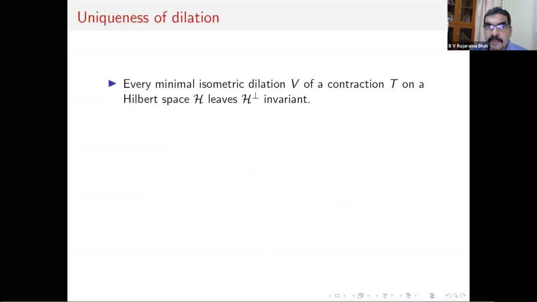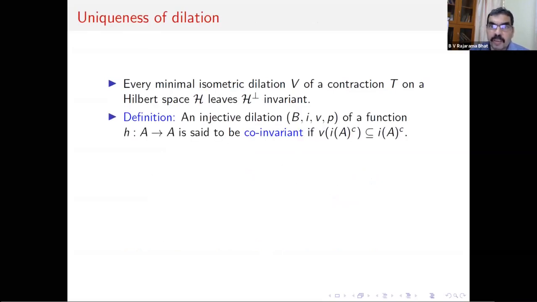So we want to then talk about the uniqueness of the dilation. We need to look at another property. If you look at the Nash dilation, the minimal isometric dilation of V, it has a special property: this V leaves H-perp invariant. That is a very important property. It comes up in various dilation theory results. We use it, we need it, that this V leaves H-perp invariant.